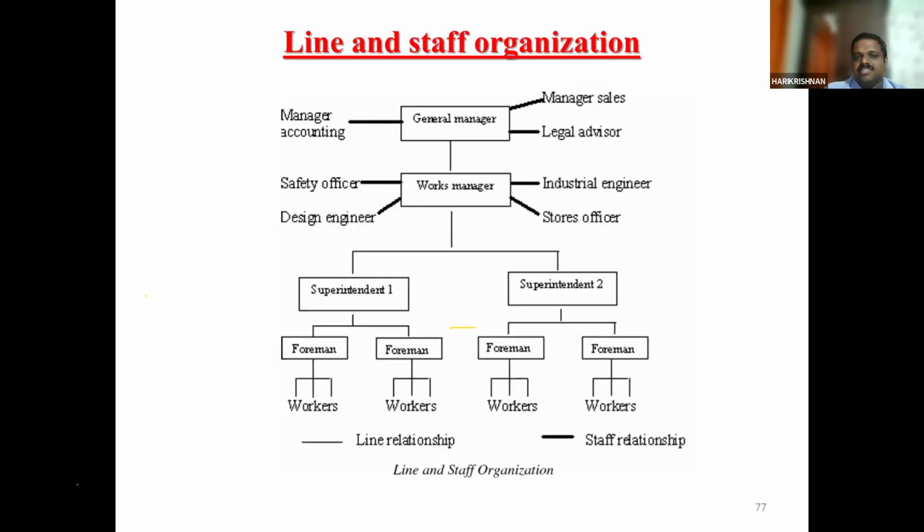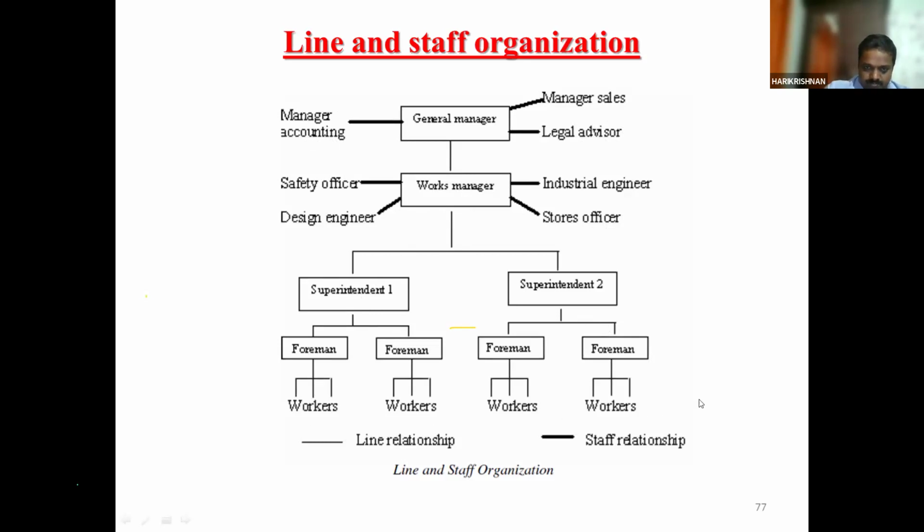When you see a simple example, there is a general manager over here. Under the general manager, a sales manager is there, a legal advisor is there, an accounting manager is there. These three are manager scale only, they have to be given salaries, and that is a high salary. Next comes the works manager. There is an industrial engineer, a safety officer, a design engineer, a store officer, for example four groups. After that it will go to superintendent 1 and superintendent 2, then be divided into foremen, then workers.